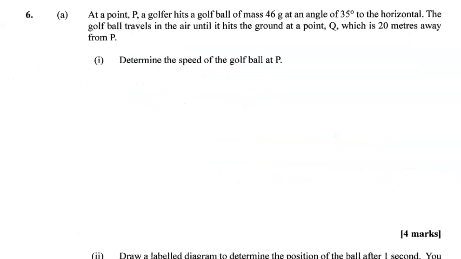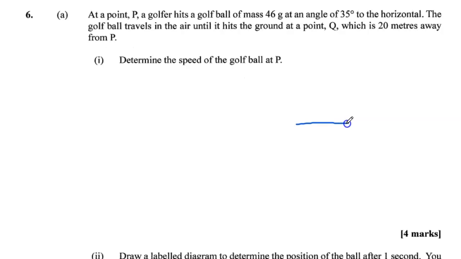Question 6. At a point P, a golfer hits a ball of mass 46 grams at an angle of 35 degrees to the horizontal. The golf ball travels in the air until it hits the ground at a point Q, which is 20 meters away from P. Just to do a representation of what's happening here. So here we have a flat, right? Well, show this better.